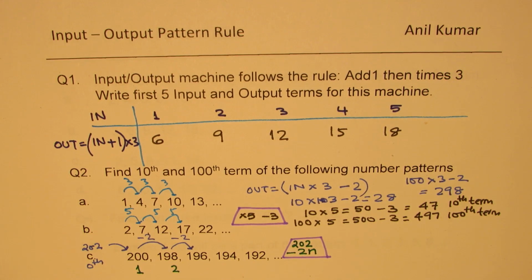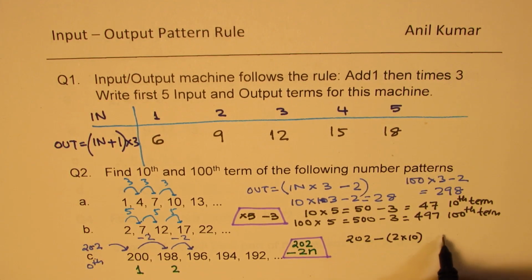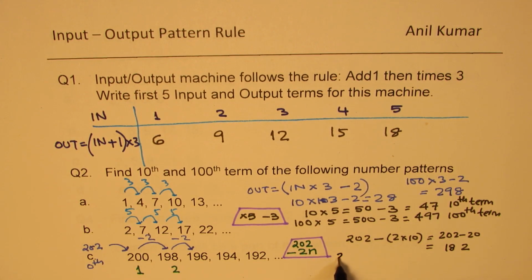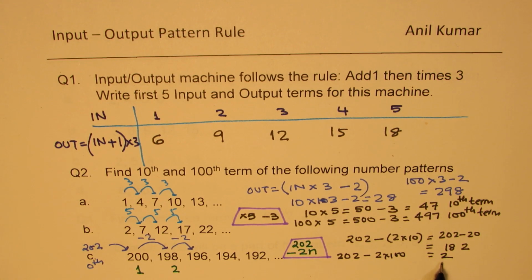So that is the answer. How do you get the 10th term here? We do 202, take away 2 times 10, right? Which is 202 take away 20. When you take 2 from 20, you get 18. So 182 is your 10th term. As far as the 100th term is concerned, from 202, you will take away 2 times 100. That means you are taking away 200 from 202, so that will be 2. So 2 is going to be your 100th term, right?